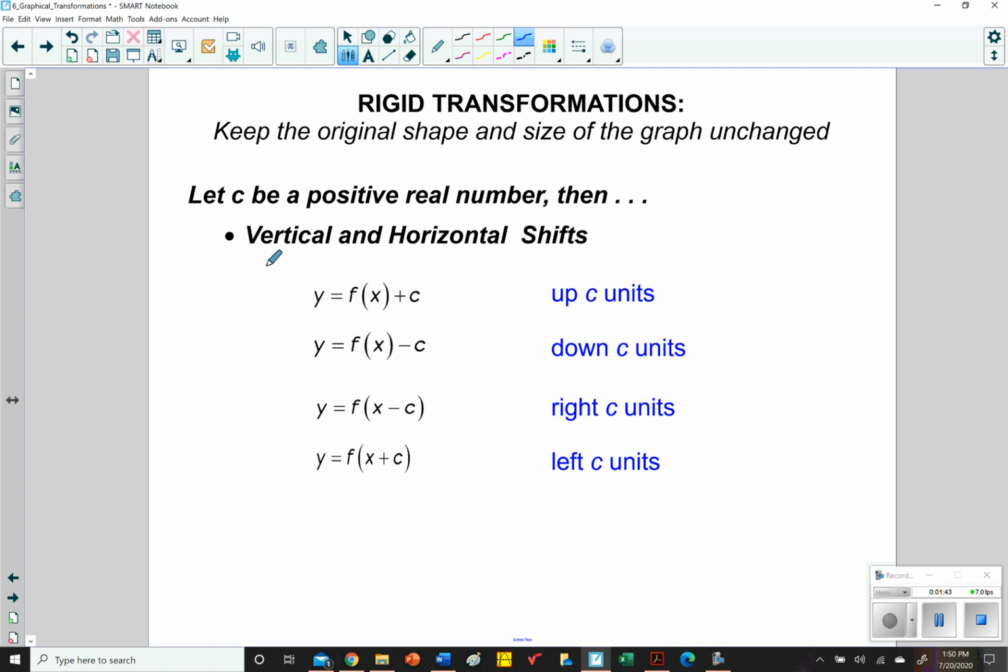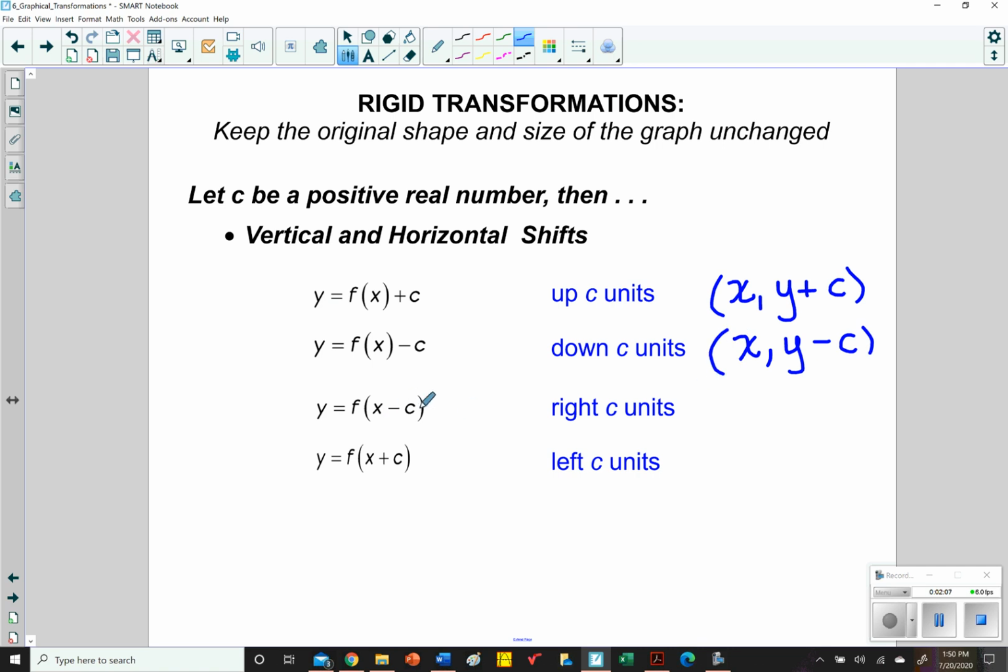So on your notes, we have f of x plus c. That's a shift up c units, and what you would do to your values would be you would add c to the y values. And then f of x minus c, you would subtract c from your y value.